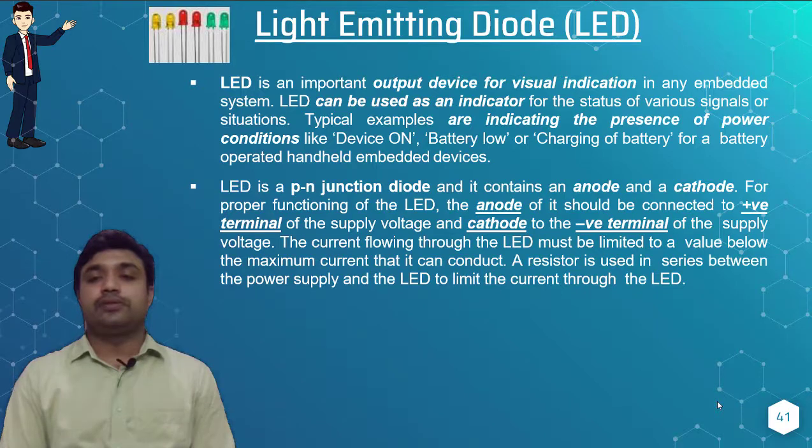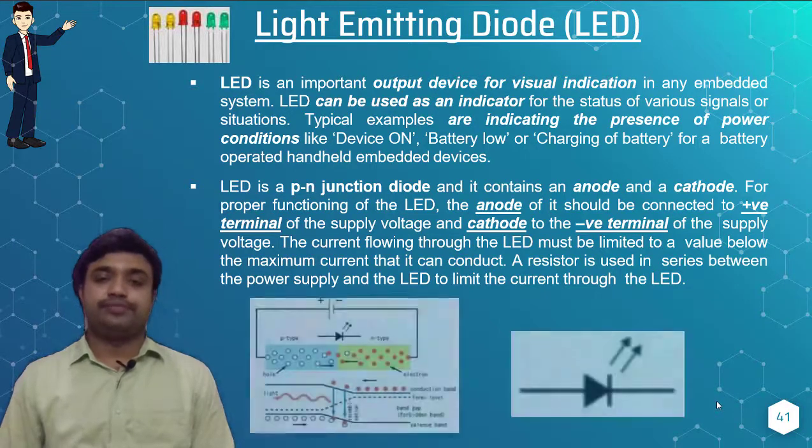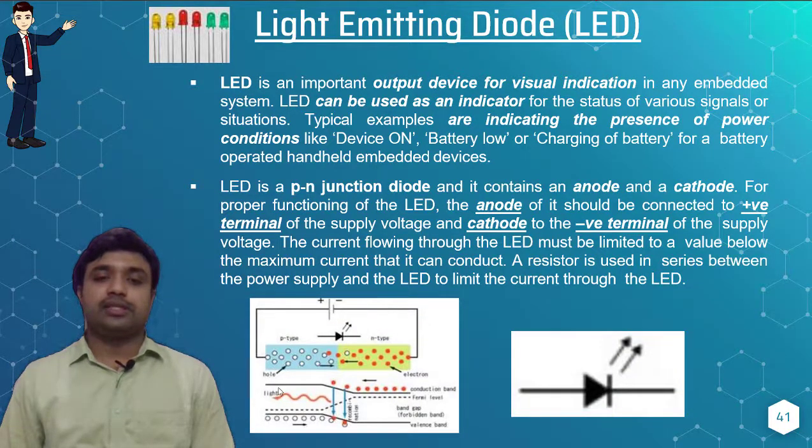The LED is going to be connected. Anode is connected to the positive terminal, cathode to the negative terminal. And the amount of current needed for the LED to be functional can be controlled with the help of resistor circuits. This is the junction-based response mechanism, and this is the symbol for your LED.